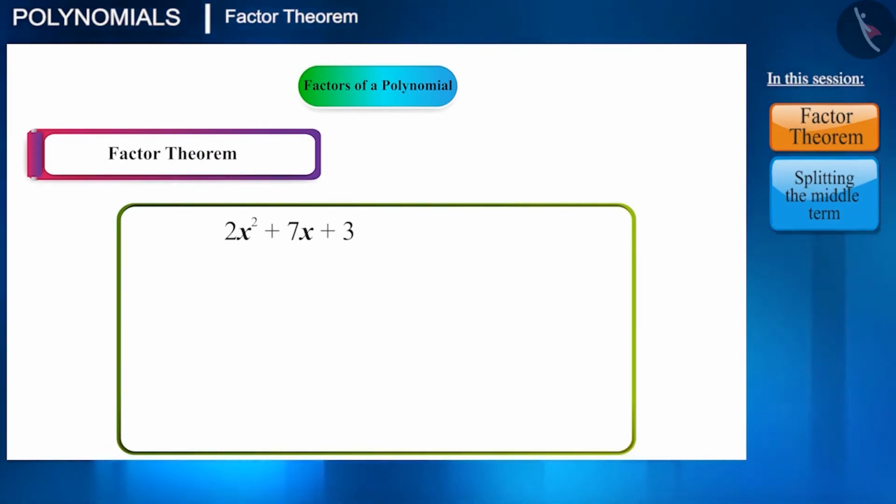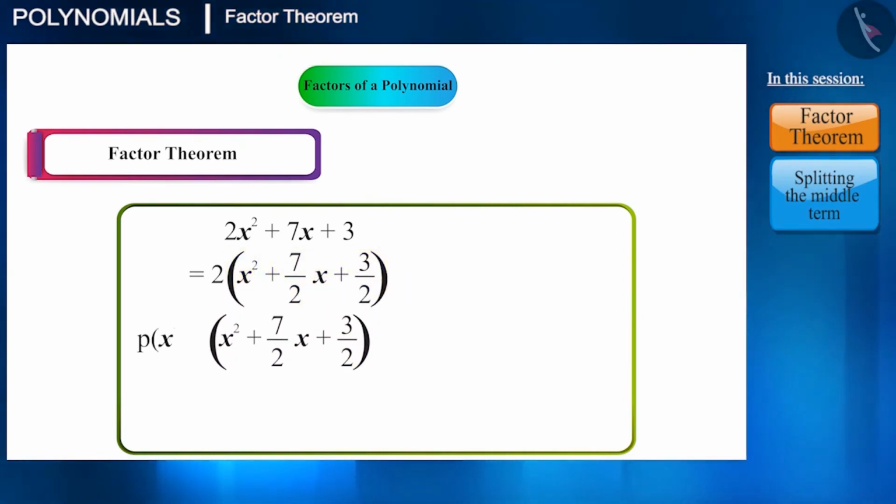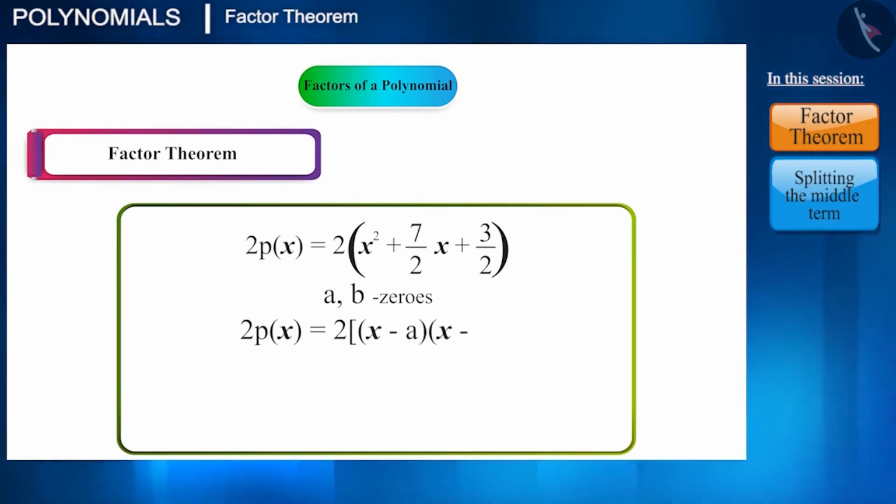To solve using this method, the coefficient of x squared has to be 1. So we can take 2 common out of it and write it like this: 2 of x squared plus 7 by 2x plus 3 by 2. Now, if we write x squared plus 7 by 2x plus 3 by 2 equal to p of x, then this will become 2p of x. And suppose if a and b are its 2 zeros, then you can write this polynomial in terms of factors as 2p of x is equal to 2 of x minus a of x minus b.